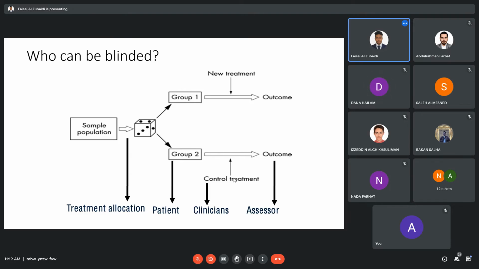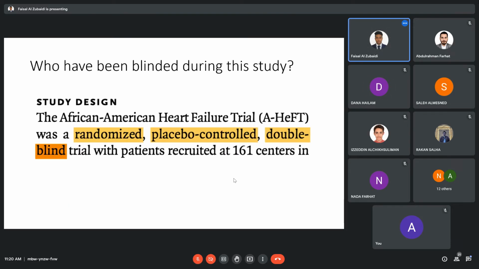Okay, thank you. Okay, welcome. So in this study, you can read those 2 lines.